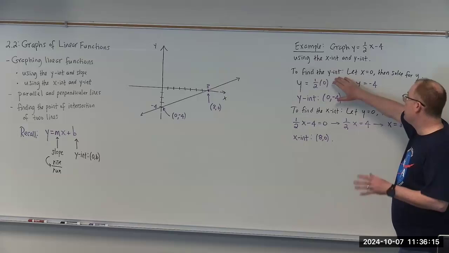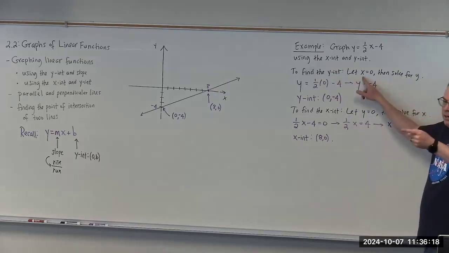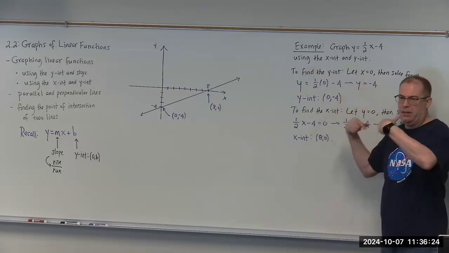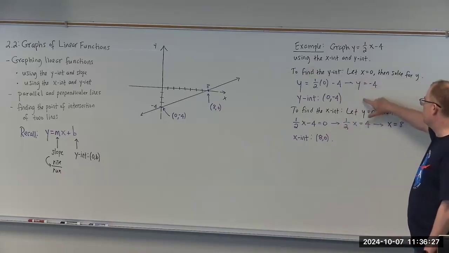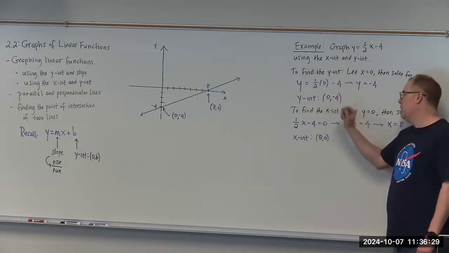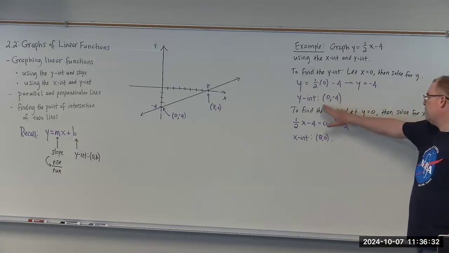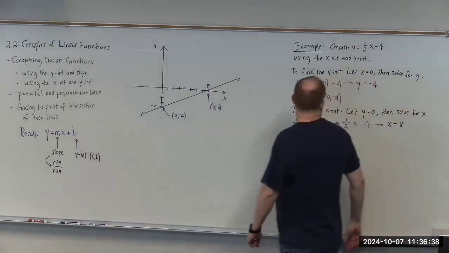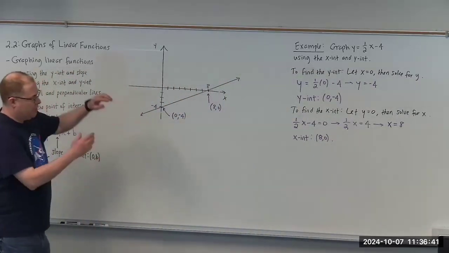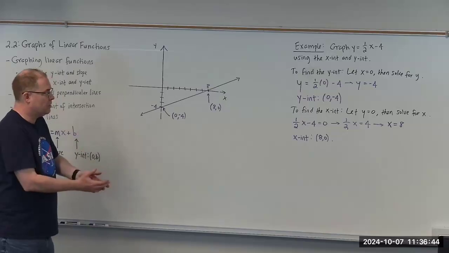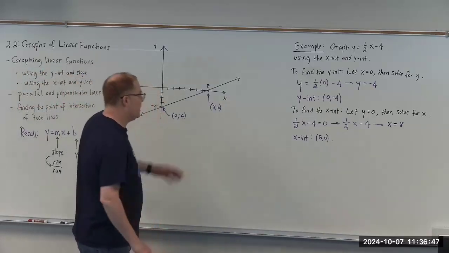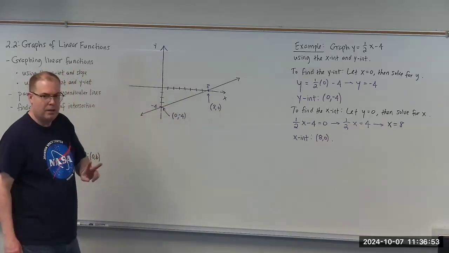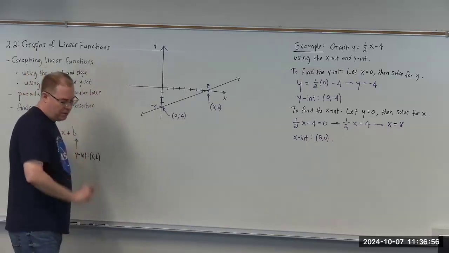To find the y-intercept, no matter what the function is, you let x be zero and then solve for y. This assumes that x is the independent variable. To find the x-intercept, you let y be zero and then solve for x. The process is the same no matter what the function is. It works very well for linear functions because you only need two points, and once you have those two points, you can draw a line through them.